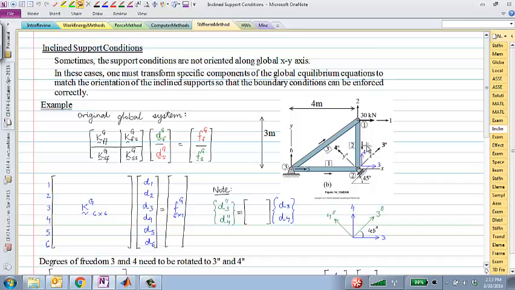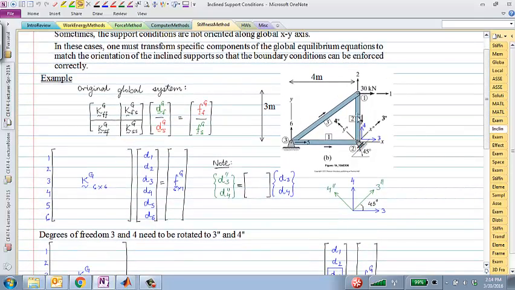And as a word of caution also, if you look at your book, the way that they deal with inclined supports is just completely unnecessarily too complicated. What they suggest is to go to each element, rotate their element stiffness matrices, and then assemble them. There's no need to do that. You can just assemble the global stiffness matrix and simply transform the global degrees of freedom rather than the local degrees of freedom. So, let's see how to do that.